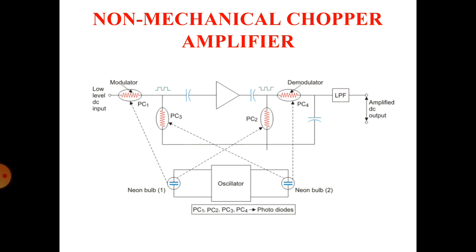On the lower side we have connected an oscillator circuit. Oscillator means that without giving any input it will produce the output. In the oscillator we have connected neon bulb 1 and neon bulb 2. So the neon bulbs are connected with the oscillator. Neon bulb 1 is connected to the modulator, and neon bulb 2 is connected with the demodulator.